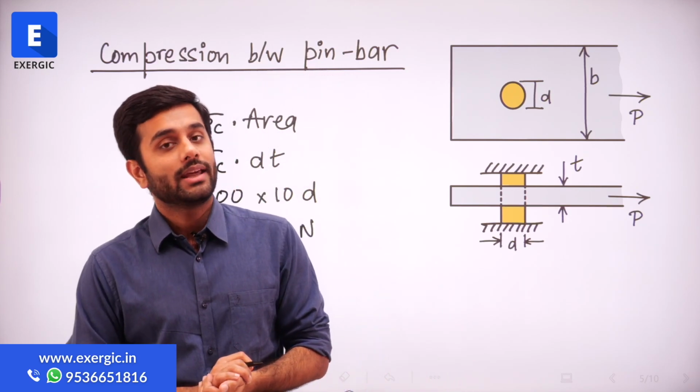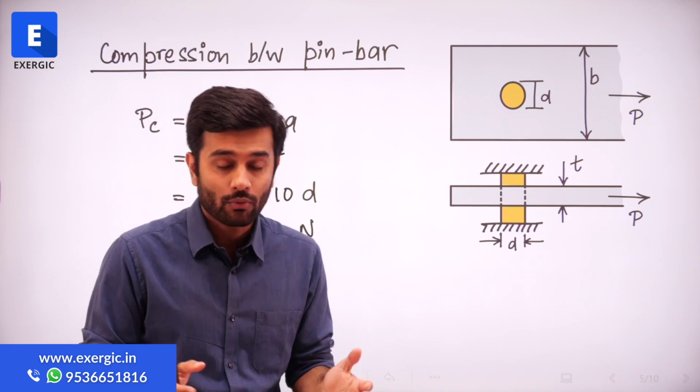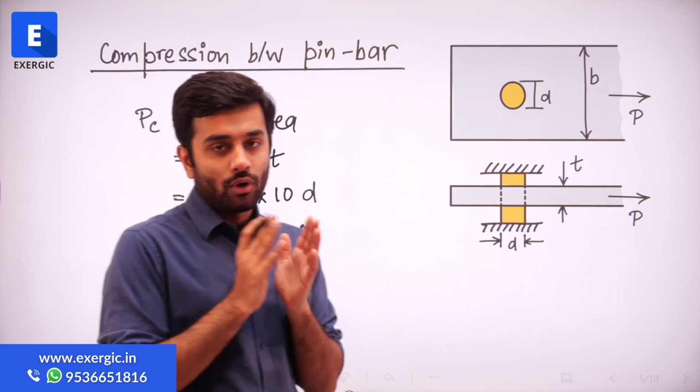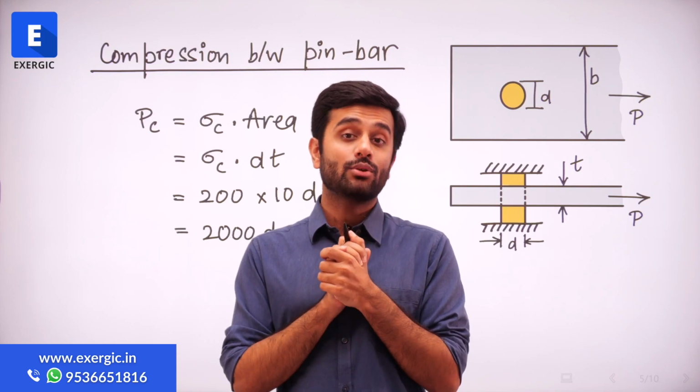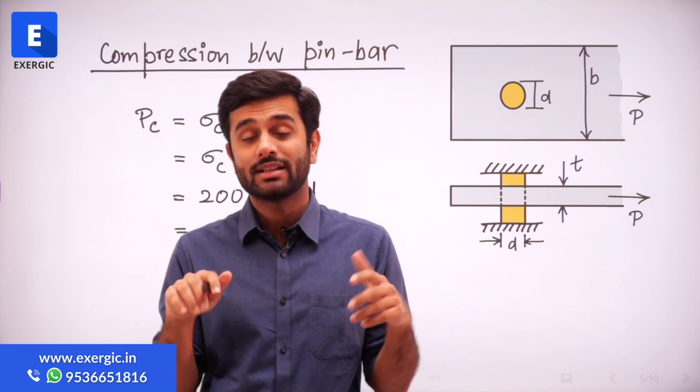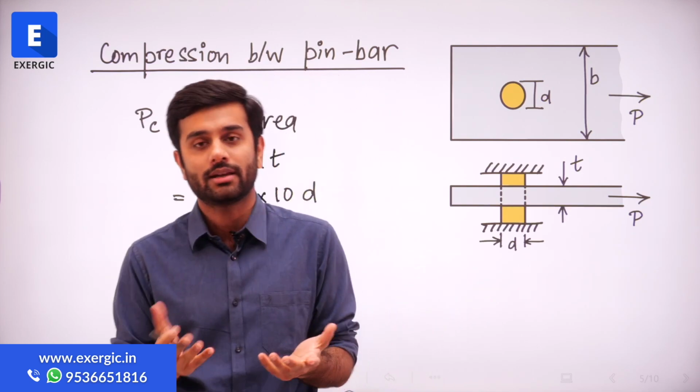But here it's not the case, D is not known. Now what do you think? What can we do here? How can we find out the diameter for maximum P? How do we decide which P is maximum, right?